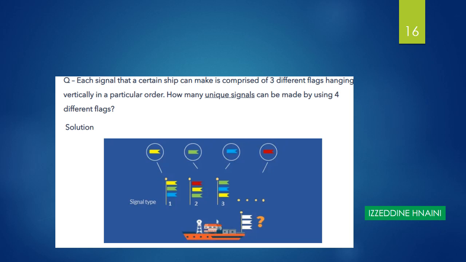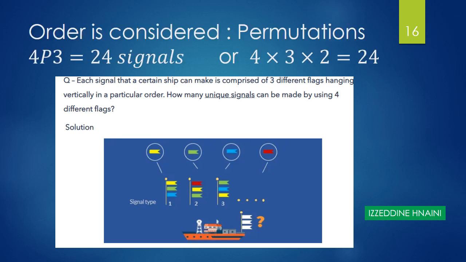Here, how many different signals can be formed? What do you think here? The order is important or not? The order is important because the arrangement of every four colors give me a certain meaning for this signal. So here the order is important.